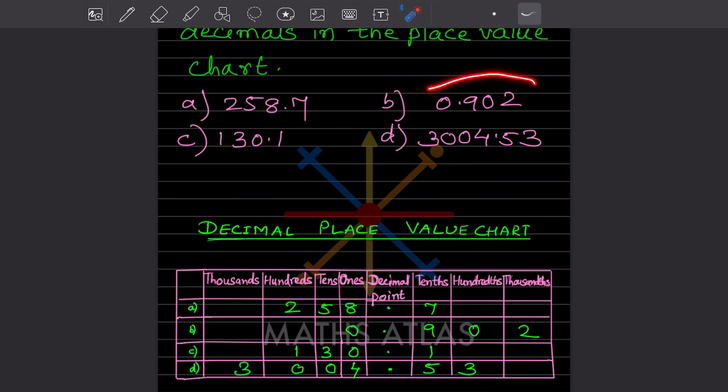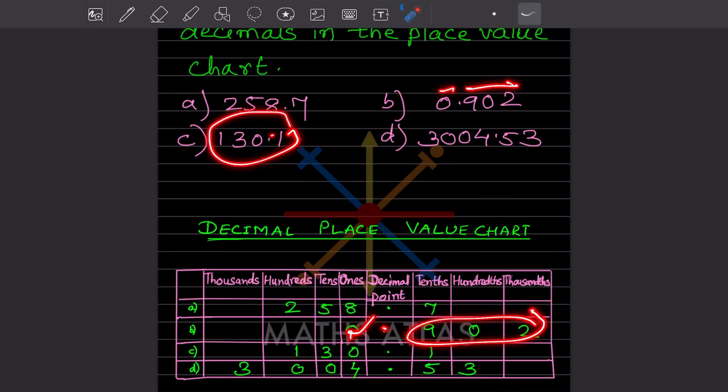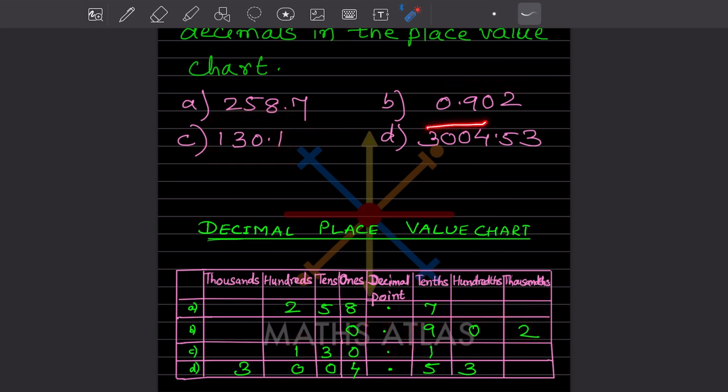Now look at here, the second one, 0.982. So the point is here. Before that is 0, and 982 will be here after the point. 130.1: the point is here. Before that is 130, and after that is just 1. 3004.53: the point is here, 3004 here, and this is 53.